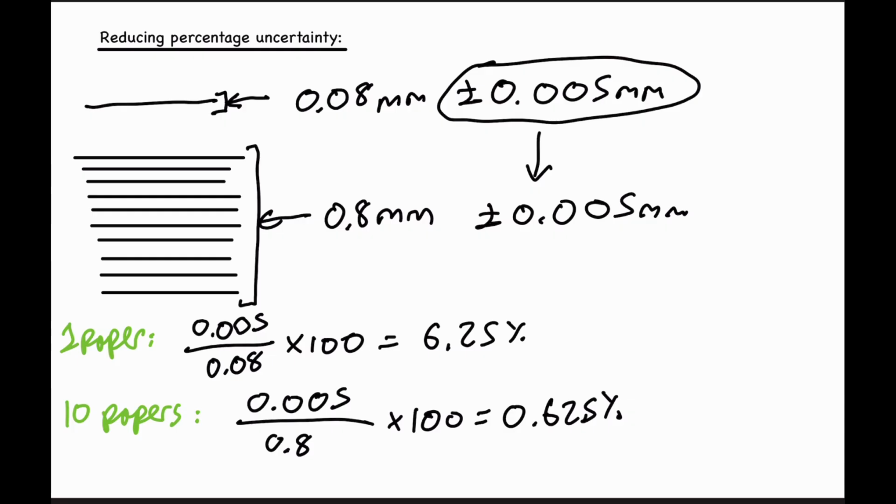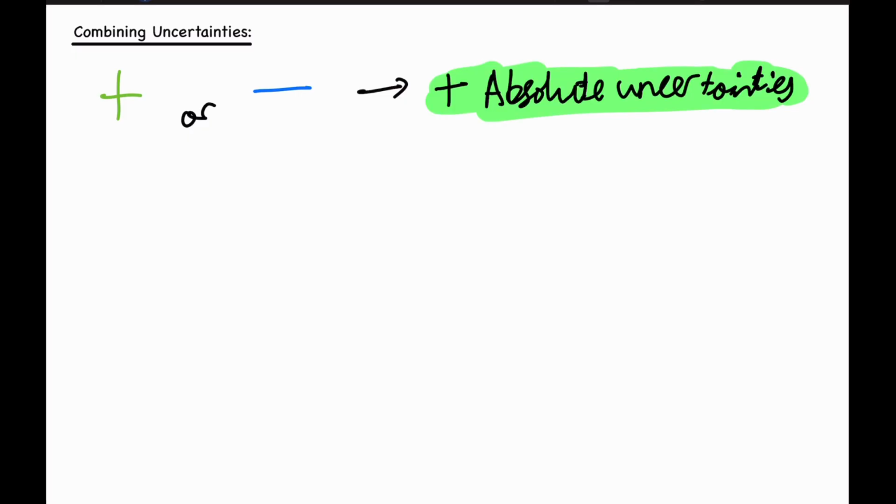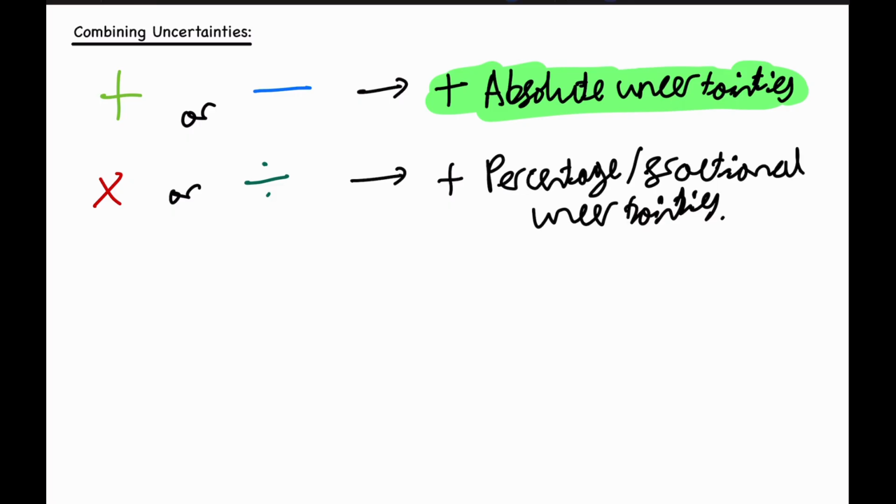So now let's move on to combining uncertainties, which is a carry-on from what we just did. When you have values in equations, for example, when you add and subtract values, you add the absolute uncertainties together. And when you multiply or divide, you add the percentage uncertainties together, or the fractional uncertainties. But make sure you don't add a percentage uncertainty of one value to the fractional uncertainty of the other. Make sure that you're always adding either percentage or fractional separately.